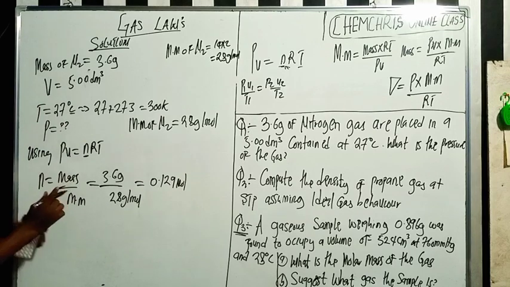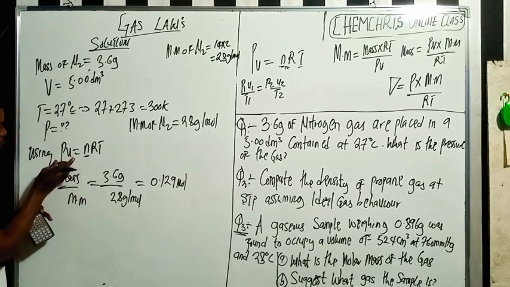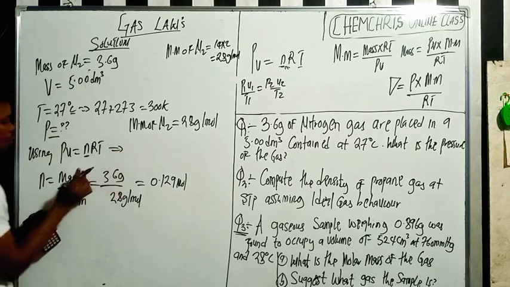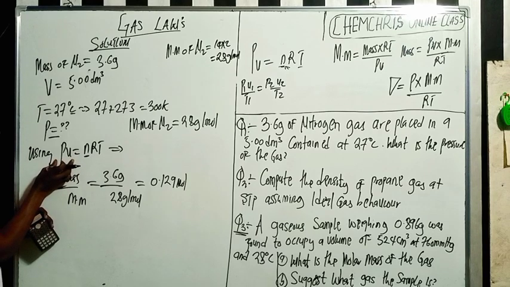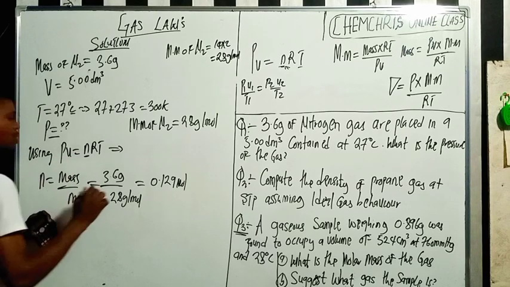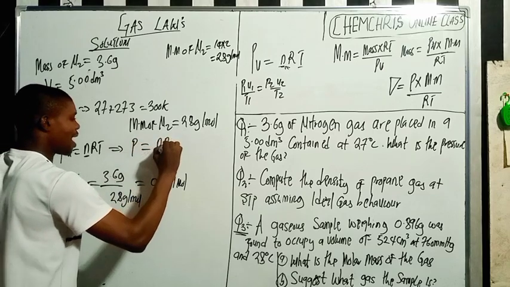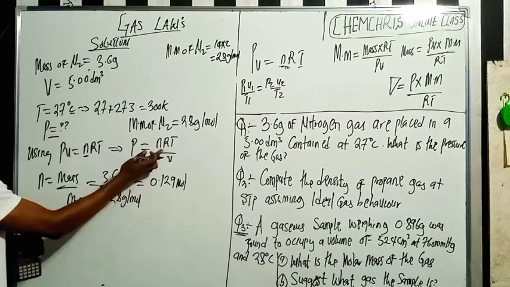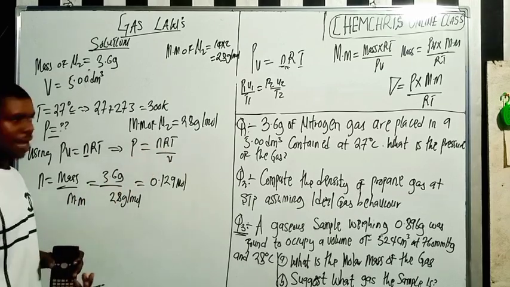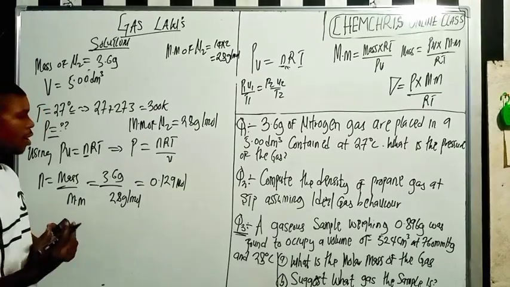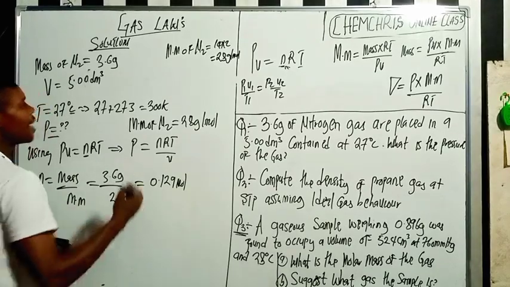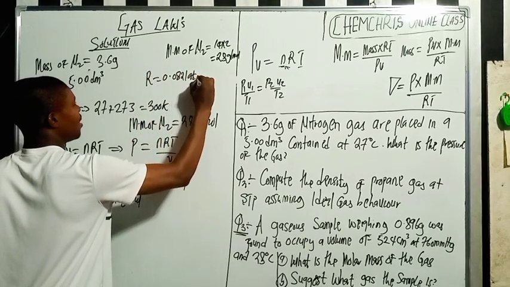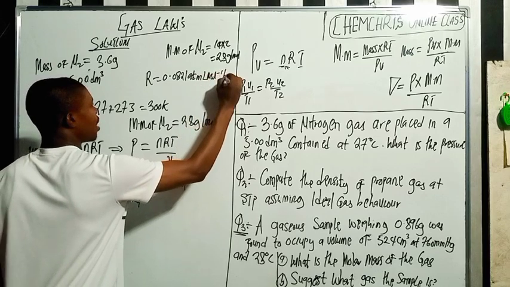Since we are looking for pressure, because they're asking what pressure, right? So what we want to do is make P the subject of the formula here. So P equals nRT over V. Do you understand? Remember, R is the gas constant, right? What is the value for R here? My R here is 0.0821 atm liter per mole per Kelvin.